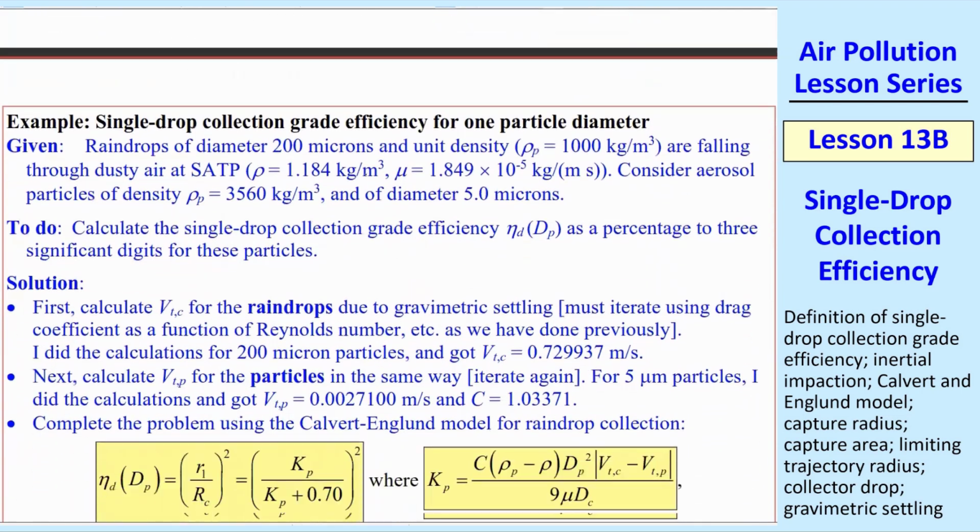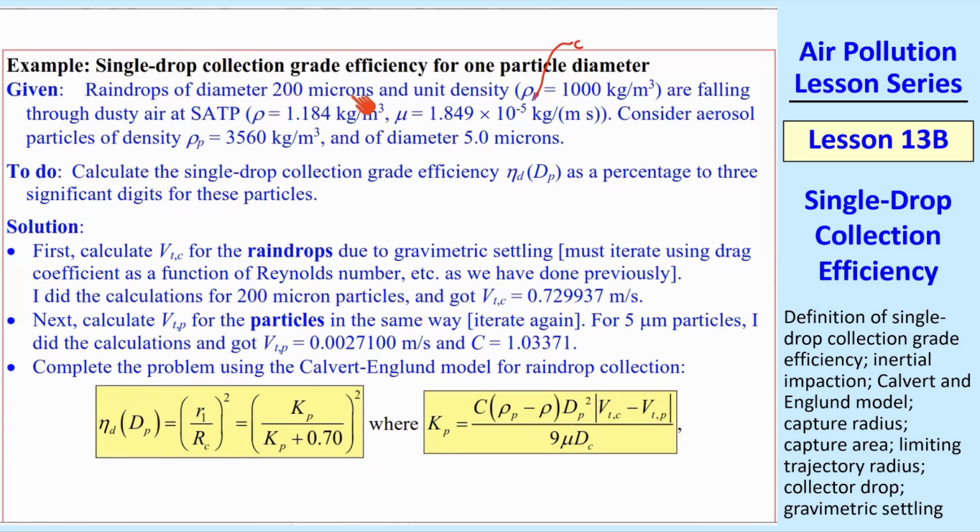Let's do an example. We're given raindrops of diameter 200 microns and unit density. Rho of the collector is typically the same as that of water. These are water drops, so we'll call that 1,000 kilograms per meter cubed. Are falling through air at SATP. If I gave you different temperatures and pressures, you'd have to calculate these quantities. Aerosol particles of particle density, different, 3560, and diameter, we picked 5 microns as an example here. Calculate the single drop collection grade efficiency, A to D dP, as a percentage to 3 significant digits for these particles.